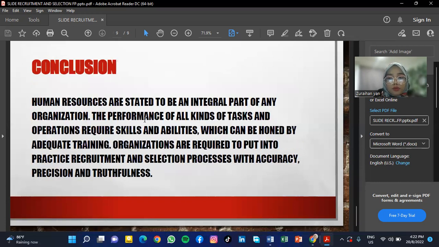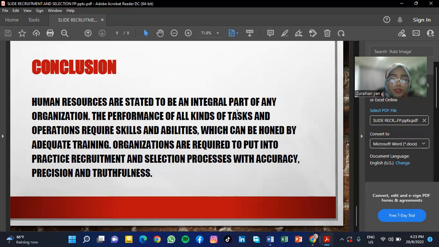Okay, the last one is the conclusion. Human resources are stated to be an integral part of any organization. The jobs, functions, tasks, and operations can be adequately performed by proficient and talented faculty. Therefore, within the organization structure, it is vital to implement effective recruitment strategies and selection processes. When the members of the organization are aware of proper recruitment and selection processes, then they are able to make the selection of human resources in an appropriate manner.